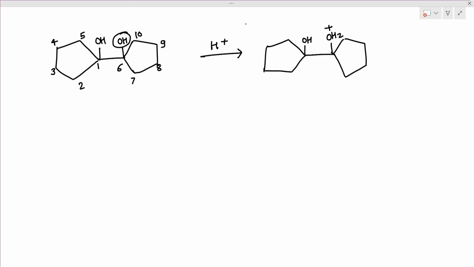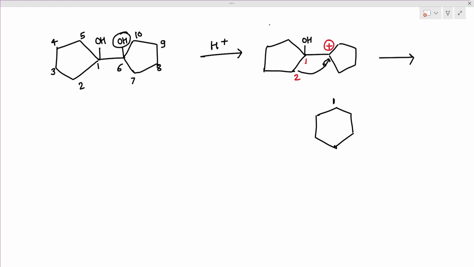Now in the next step this OH2 plus will get removed. So I am removing it in this manner, and now I am getting a positive charge here. Alright, now see, this is 1, 2, this carbon atom. Now there will be the shift of an alkyl group, so this carbon atom will shift to this side. It means this number 2 will get attached to number 6. So what we are getting is ring expansion. This is number 1, this is number 2 and this is number 6. At this number 1 there is this group.